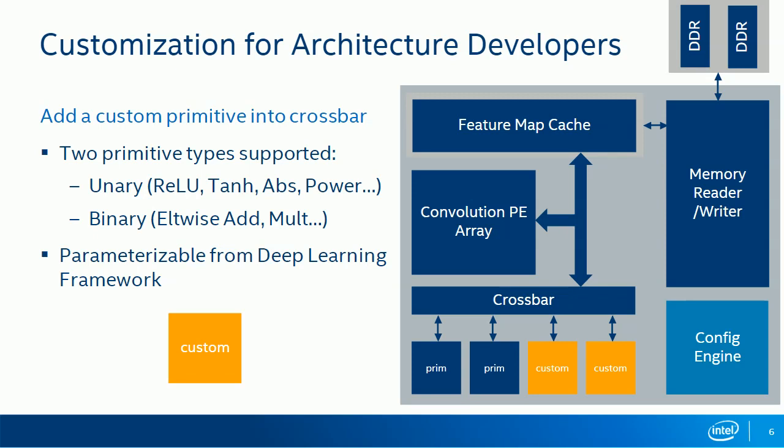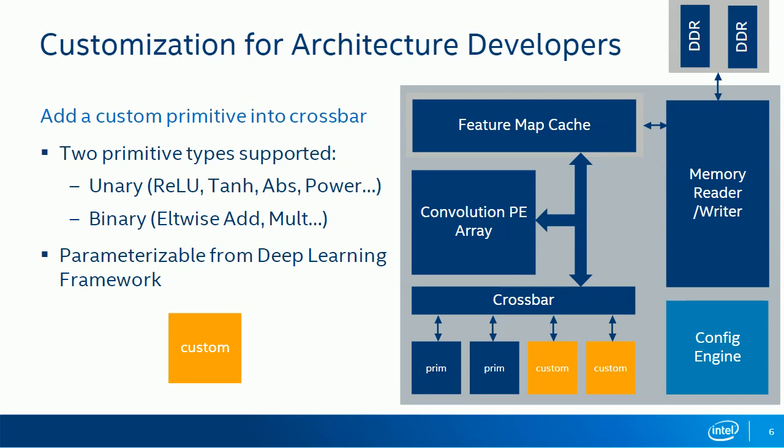If there are primitives that you need but are not supported in the DLA Suite, for example an uncommon activation function, then you can write custom OpenCL code for those functions and add it to the DLA crossbar through the DLA customization flow. The DLA currently supports two different types of custom primitives: unary operations, for example ReLU and hyperbolic tan activation functions, and binary element-wise operators, for example element-wise add or mult.